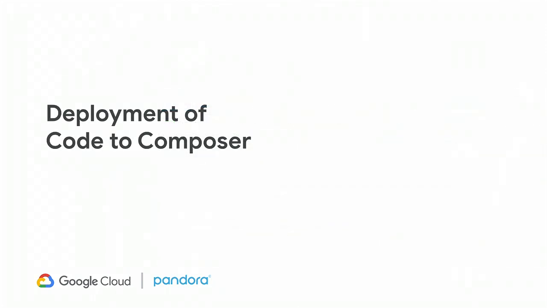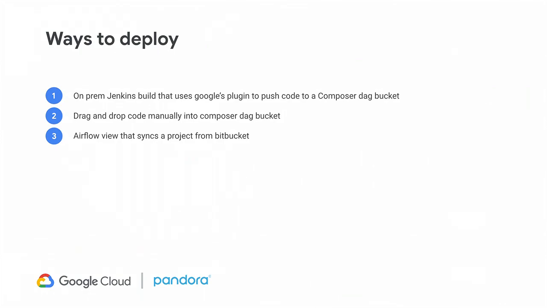So one of the other ones was, how do we deploy code from on-prem at Pandora to Composer in the cloud? So the ways that we came up with to deploy, one of them would be an on-prem Jenkins build that uses a plugin that Google has for Jenkins to be able to push code to a Composer DAG bucket. All of your code in Composer is synced to a bucket. So whenever you create a Composer instance, there is a Composer bucket that is assigned to that instance. Inside of there is a DAGs folder and also a plugins folder. These are the two places that you need to deploy your code in order to run them in Composer.